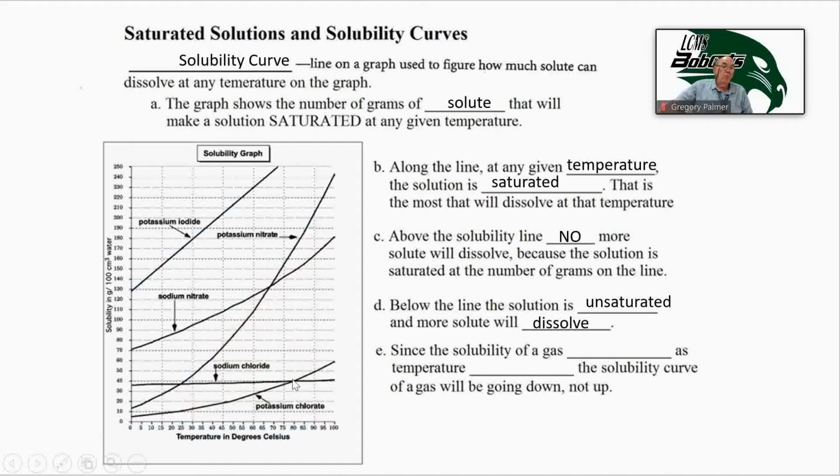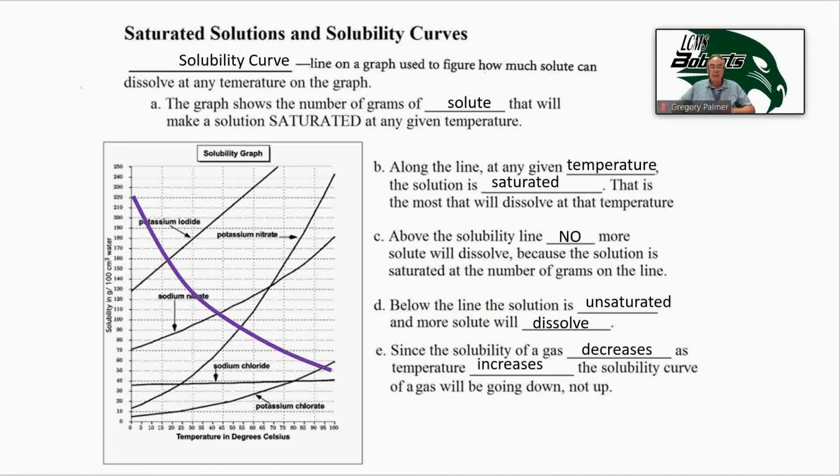Now, remember that when we mix a gas in a liquid, it's the exact opposite conditions as mixing a solid into a liquid. When we mix a solid in a liquid, the warmer it gets, the more it dissolves. With a gas, the warmer it gets, the less dissolves. So the solubility of a gas decreases as the temperature increases. And we looked at that guy with the sodas that exploded when they were warm. It's a good example of a gas that didn't want to stay dissolved when it was warm. So the curve for a gas will always be going down, not up.